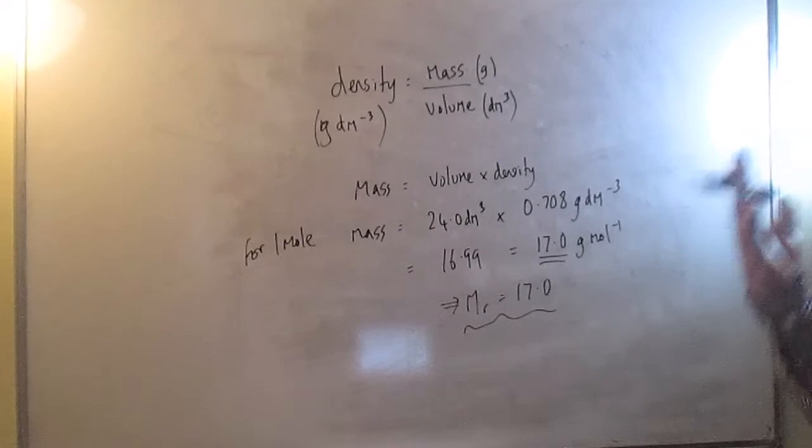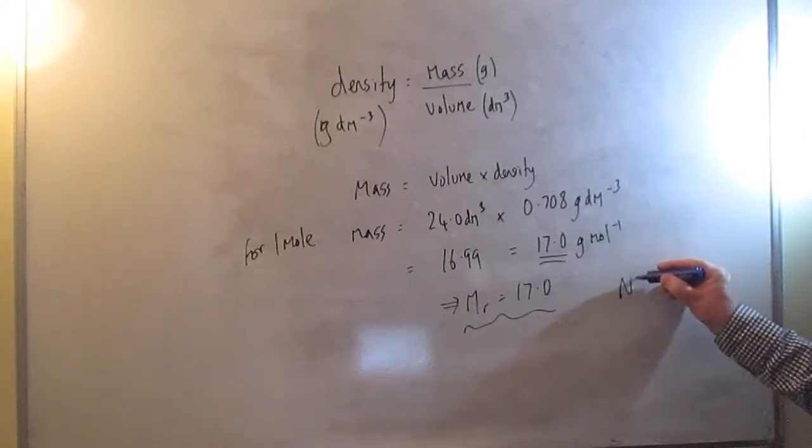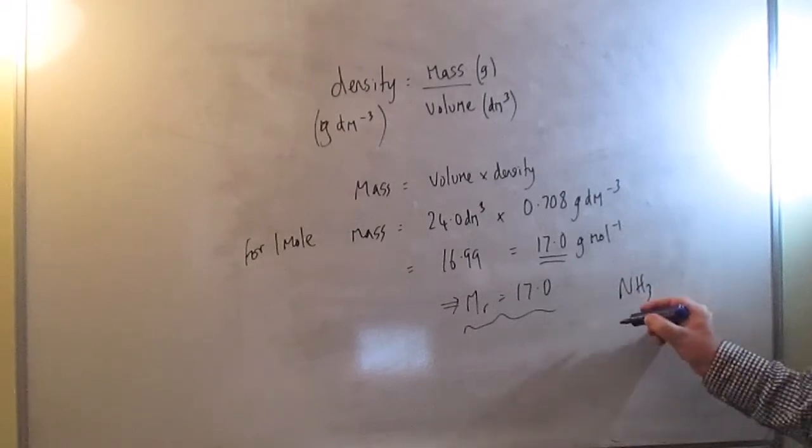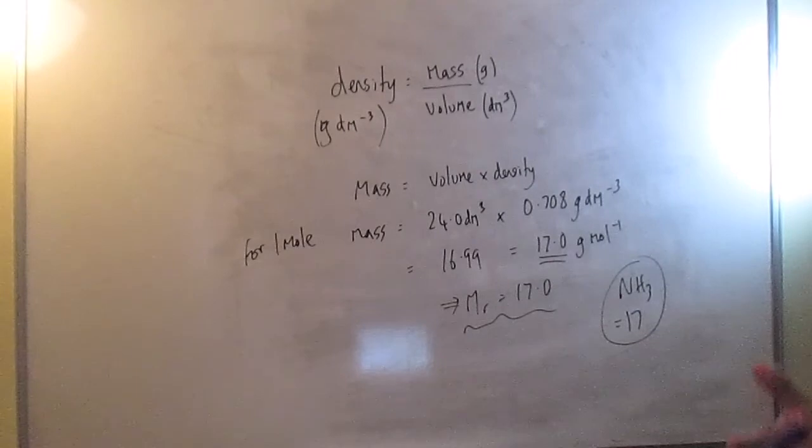Not chlorine, because atomic mass is 35.5. Not hydrogen chloride, because the molecular mass of chlorine is 71. HCl is 36.5, but ammonia is NH3, so 14 plus 3 is 17, so C fits. Carbon monoxide, you have 12 plus 16 is 28, so that doesn't fit. So it had to be ammonia, and therefore that was C.